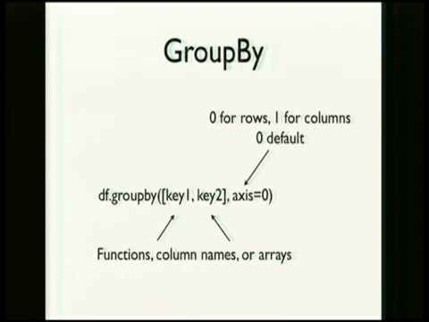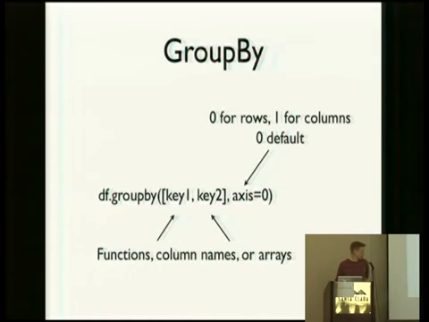So when you do a group by, we're going to be doing a lot of group by in this tutorial, so that's why I wanted to explain what's going on here. You have a data frame, and you have this method group by, which is the entry point to the group by machinery. You pass either a single key or a list of keys. Again, these can be either column names, or functions, or arrays. So it can be any of these three.